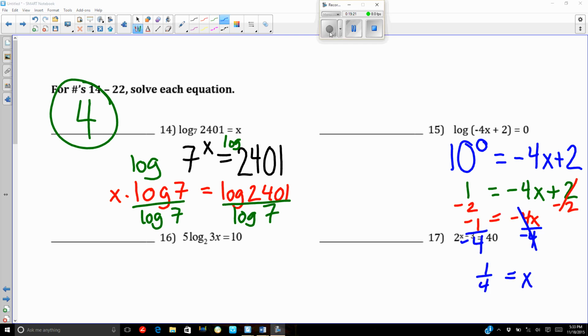Then from there, it's just a two-step equation. Subtract 2 from both sides and then divide by negative 4. So your answer to 15 is 1/4, 1/4, 4.25.